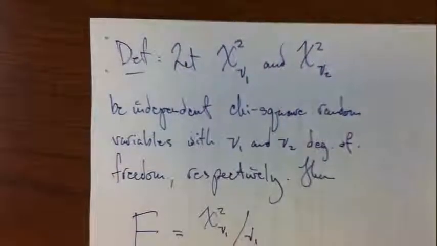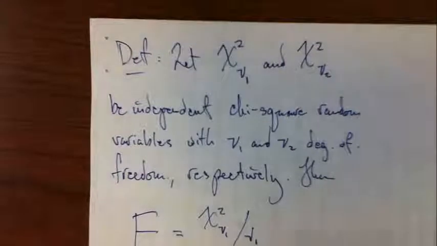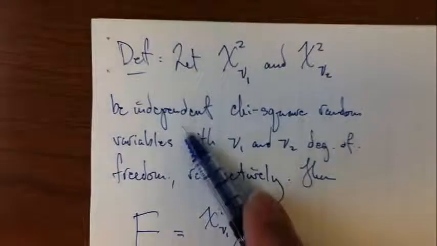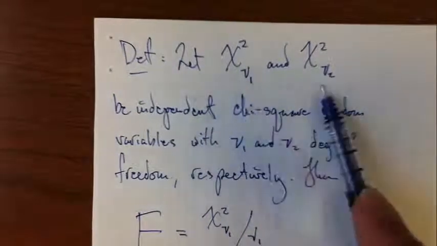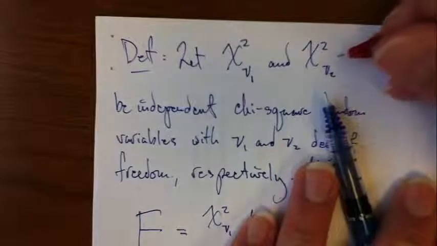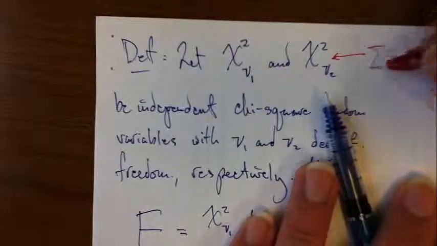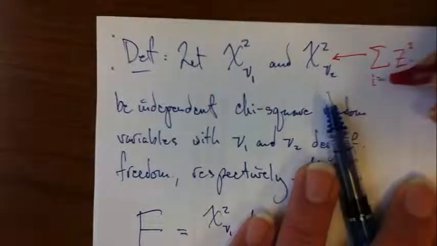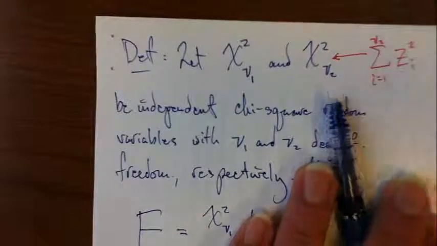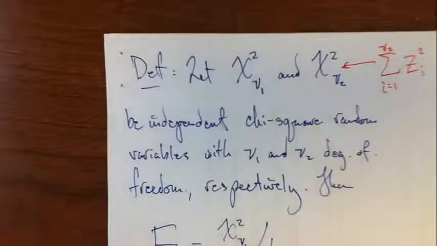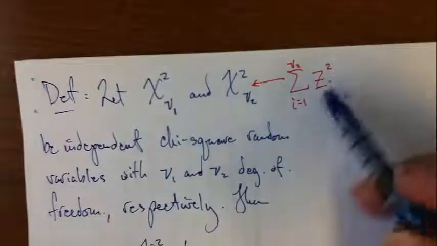All right, let's define another random variable, another distribution. Let chi-square sub nu 1 and chi-square sub nu 2 be independent chi-square random variables. So each one of these has a chi-square distribution. Again, you could think of this as taking nu 2 independent standard normals, squaring them and summing them up. Similarly for the other one, except with nu 1 terms. You're interested in the behavior of this sum of squared standard normals.